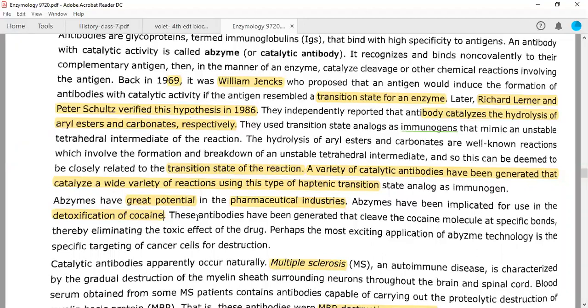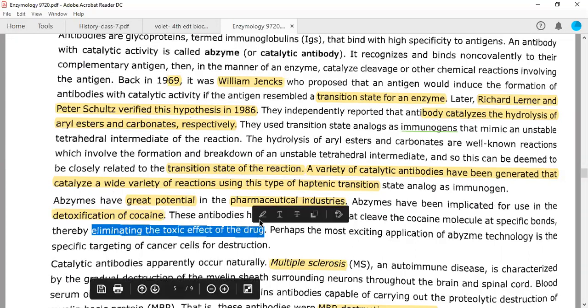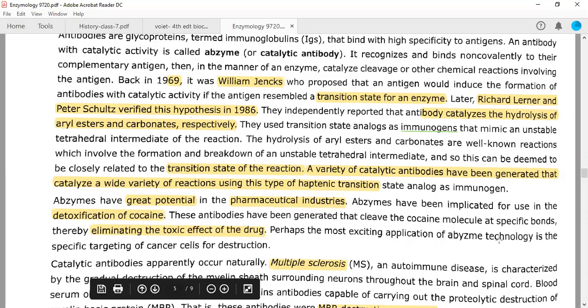So this can be a potent pharmaceutical application in the industry. These antibodies have been generated that cleave the cocaine molecule at a specific bond, thereby eliminating the toxic effect of the drug. So perhaps the most exciting application of abzyme technology is the specific targeting of cancer cells for destruction.